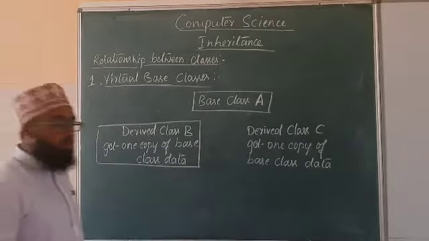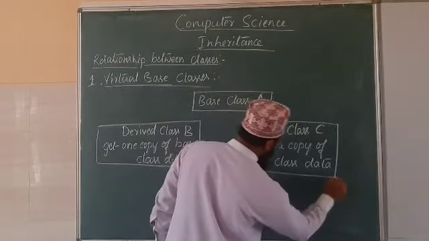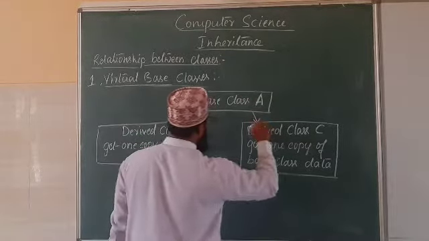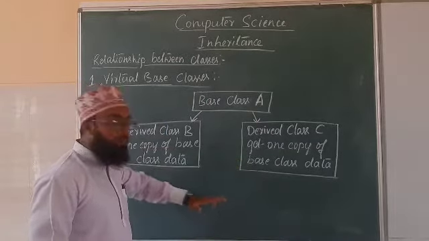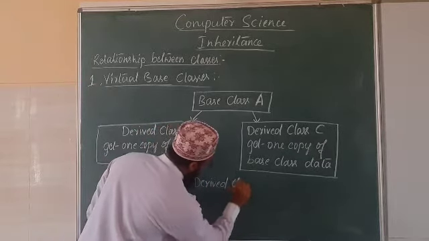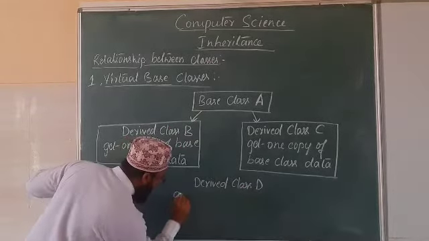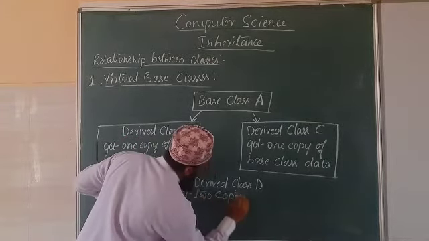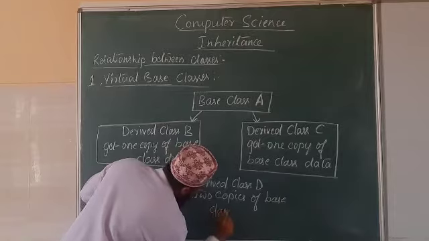We are having two derived classes: from the base class, one derived class B and one derived class C. And from these two classes, we have to derive one more class, that is derived class D. It gets 2 copies of base class data.